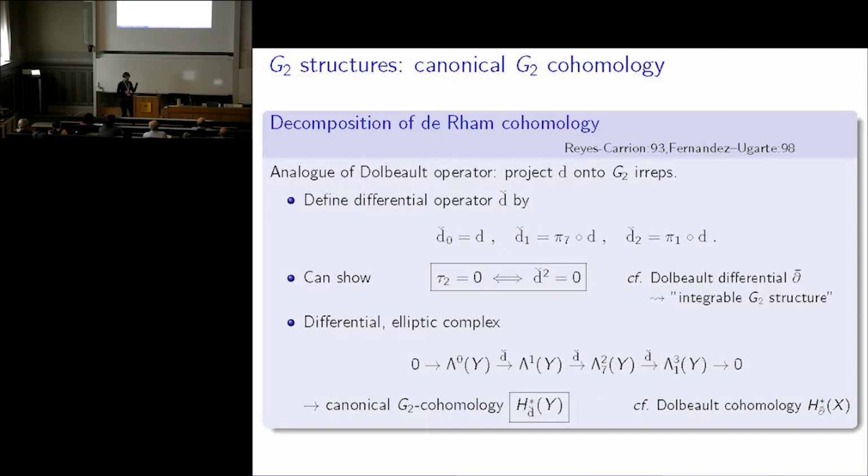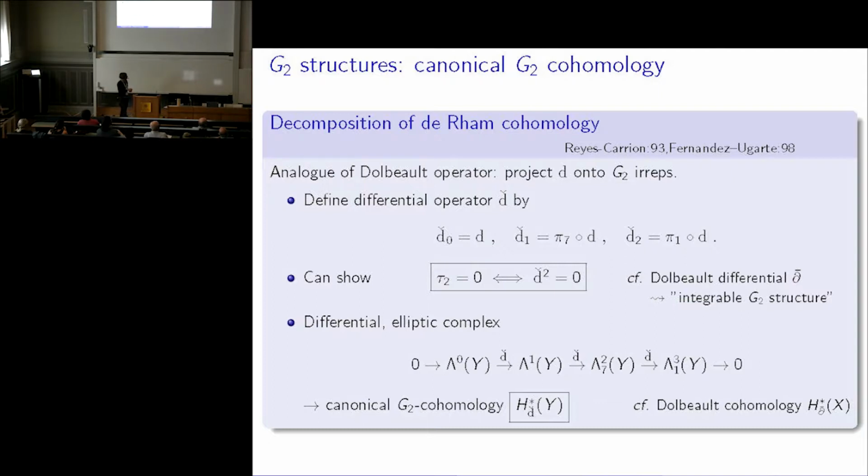Again, what we will do is to decompose differential forms in terms of irreducible representations of the G2 group. This was worked out by Reyes Carrión and Fernández Ugarte. And what we do is define a differential operator D check by projecting onto certain representations. When it works on 0-forms, it's just a normal d, but when it works on 1-forms, we project to the 7-dimensional component of the 2-form that we get, and when it works on 2-forms, we project onto the singlet of the 3-forms.